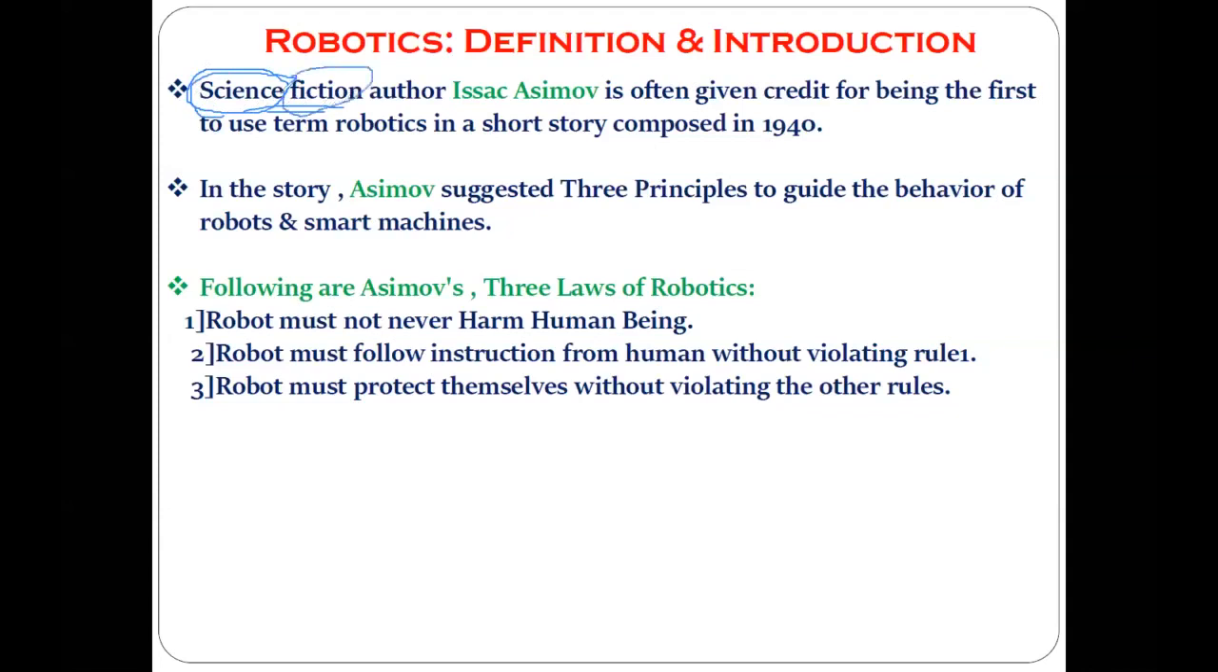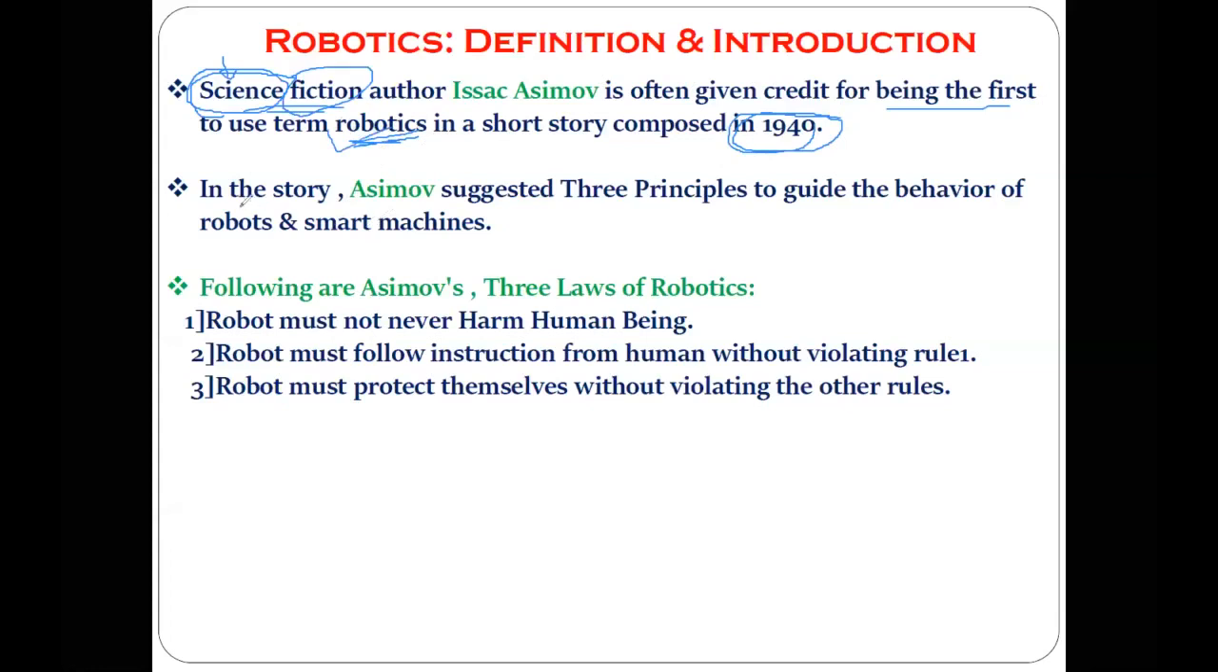Imaginary. Okay, science fiction means a story related with science. An imaginary story related with the science. So Isaac Asimov was a science fiction story writer, and in his science fiction stories he utilized the term robotics in the 1940s. That is the reason credit goes to Isaac Asimov for the invention of this term robotics.